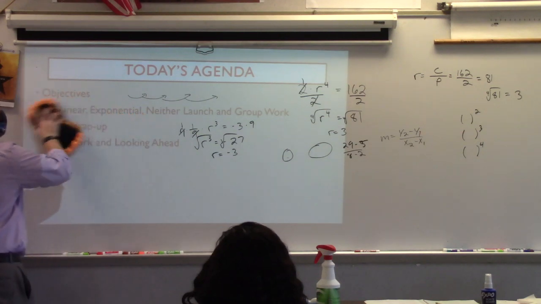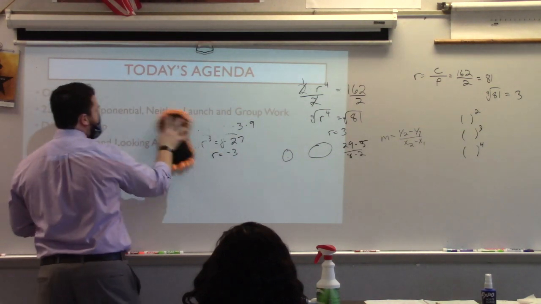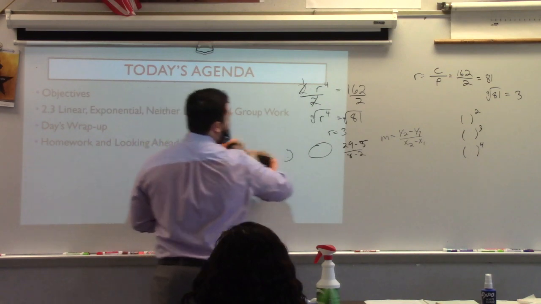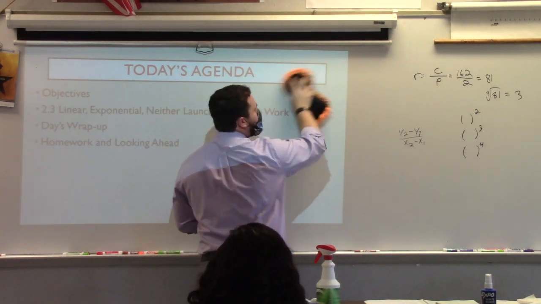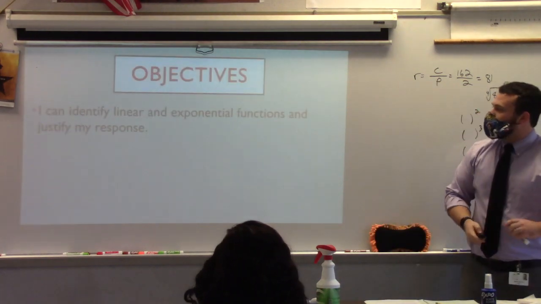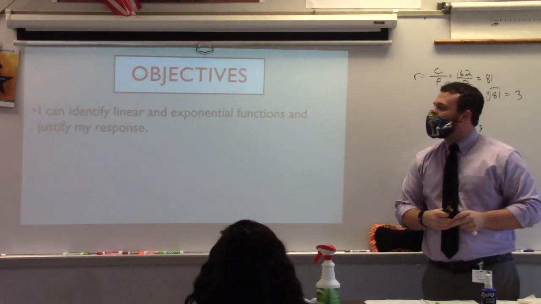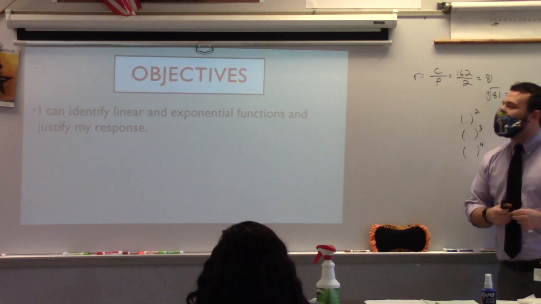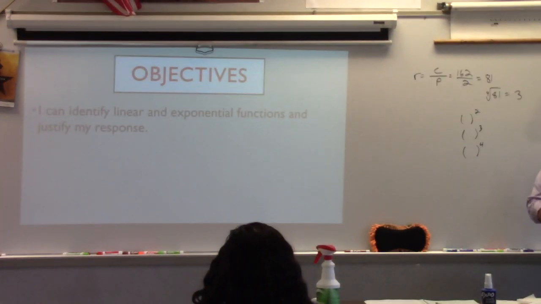We'll look at 2.3, we'll look at our objectives first, and then we're going to start 2.3, linear, exponential, neither. We're going to go over some of the things we talked about last week in our small groups before I just let you start working. Here are our objectives. We want to be able to identify linear and exponential functions and justify your response. Now, I want to remind and establish a couple of really important things.